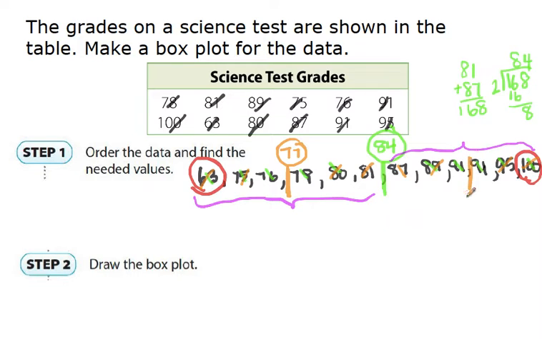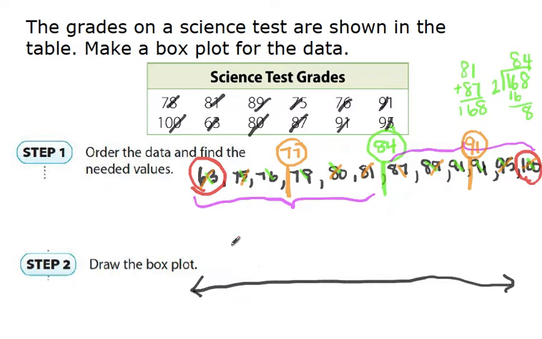Ooh, in between 91 and 91, that's easy. It's just 91. So those are our 5 data points that we need for our box plot. Now a box plot starts with a number line that spans all of my data. I can't make my number line using 63, 77, 84 because then my box plot's not going to be realistic. But I know I have to cover numbers from 63 to 100. And remember, number lines don't have to have zeros.